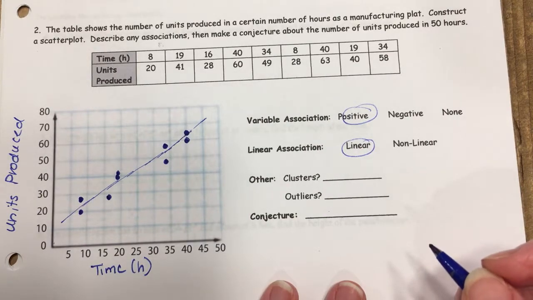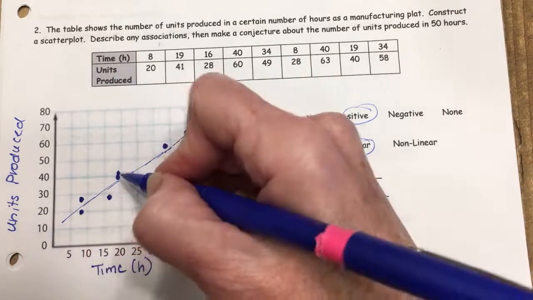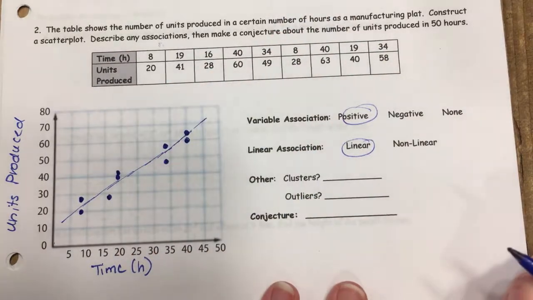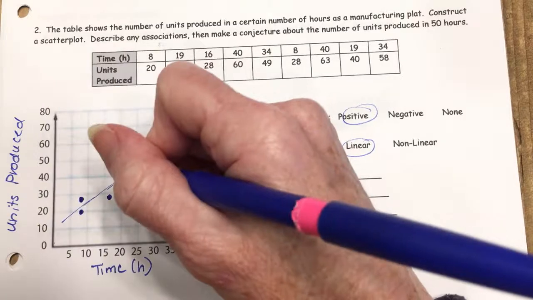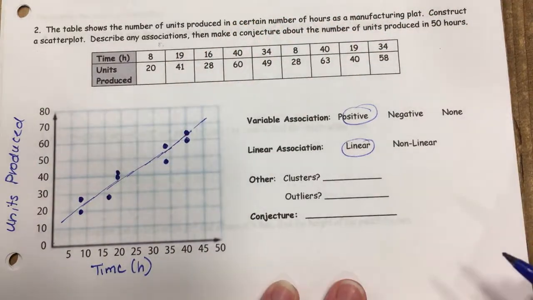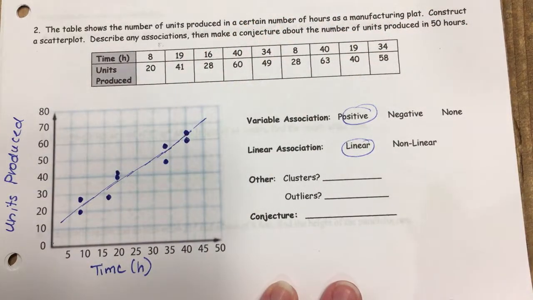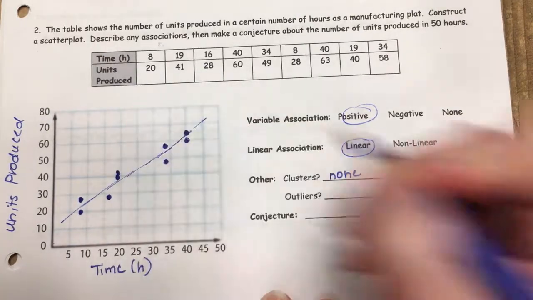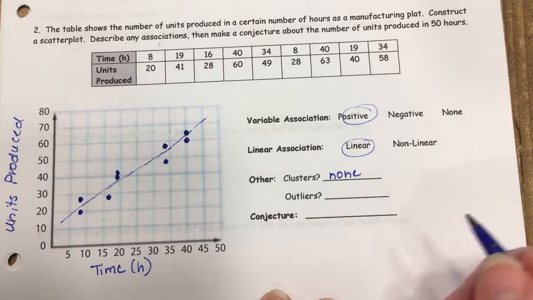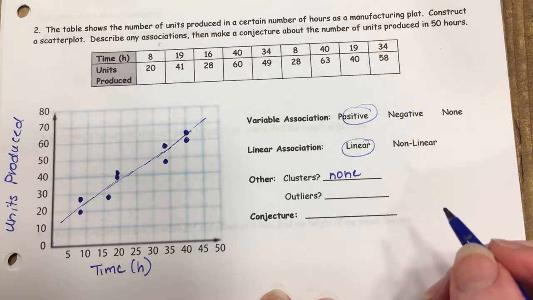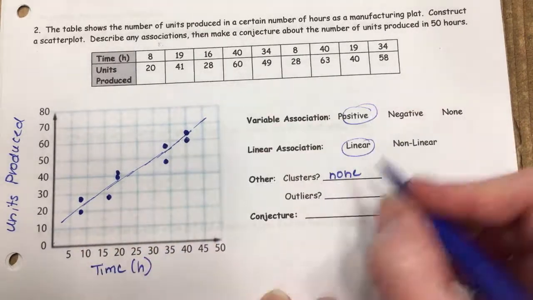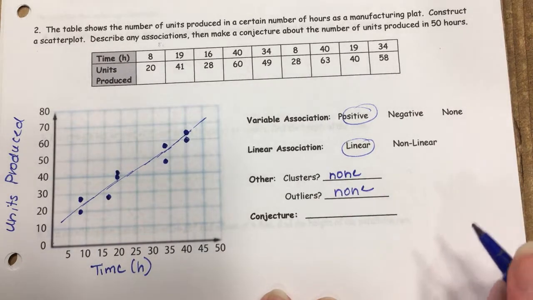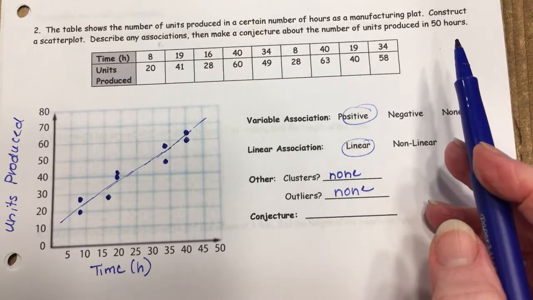Do you see any clusters? Well, you have groups of points that are kind of close together. These are really close together, but there's only 2 of them. So because there's like 2 here and 2 here and 2 here and 2 here, since nothing really stands out to me as a cluster, I'm going to say none. You can make a case for these 2 since they're pretty close, but again, there's just 2 of them. Do you see any outliers? I mean, they're all fairly close. I would say no.